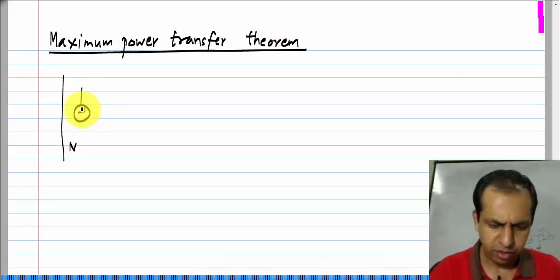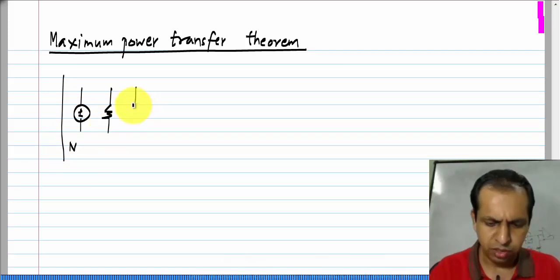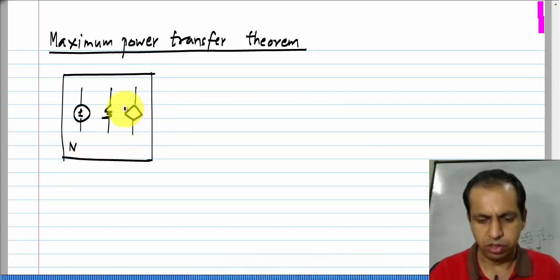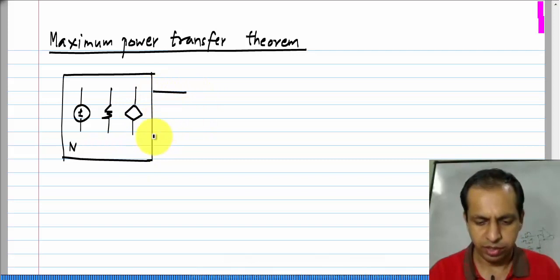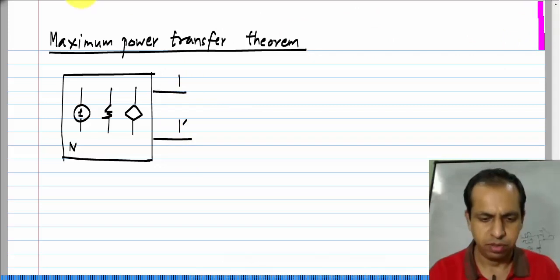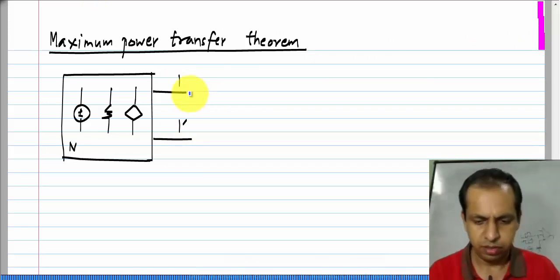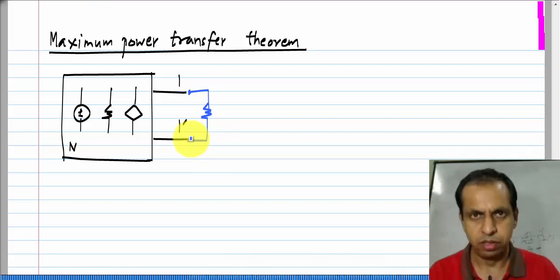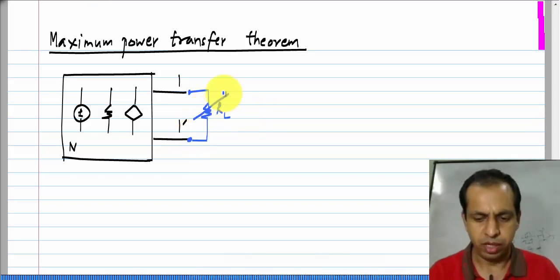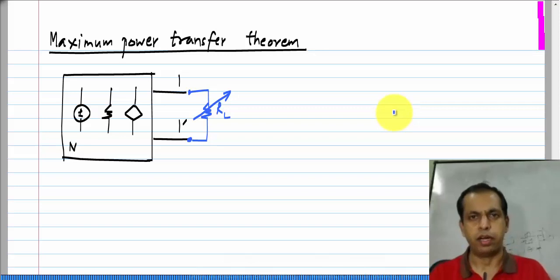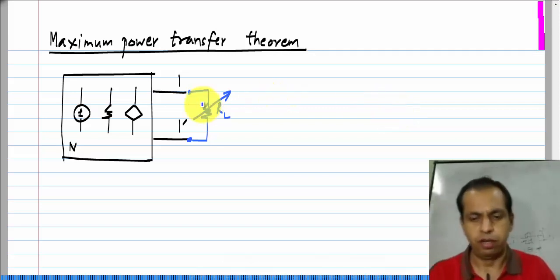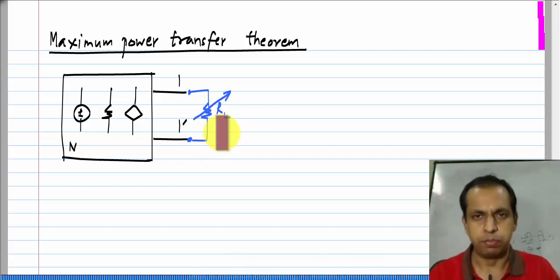We have a network N with independent sources, linear resistors and linear control sources, self-contained. So, all the controlling quantities are within the same circuit N, and we have access to two of its terminals, 1 and 1 prime. We can connect a resistance RL between 1 and 1 prime, and we are allowed to vary RL, and we are required to find out at what value of RL we can draw the maximum power from the circuit. That is, at what value of RL will maximum power be dissipated in RL and how much that power is.